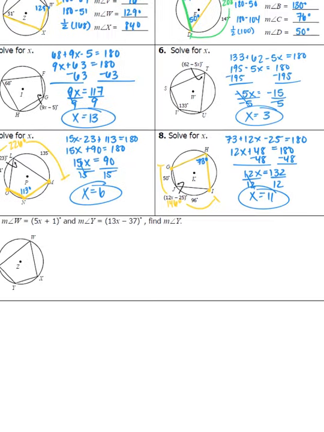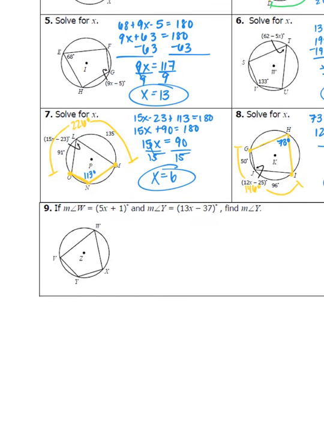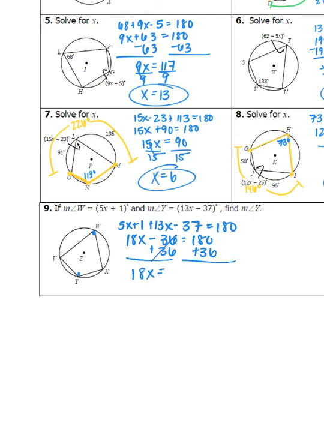All right, last problem. Similar concept, but now we're just going to have to plug back in and find the measure of angle Y. So they give me labels for W and Y, and those are opposite. So I can add them up and set them equal to 180. Combining our like terms, we get 18x minus 36 equals 180. I'm going to add 36 to both sides. I get 18x equals 216. And then dividing both sides by 18, we get x equals 12.